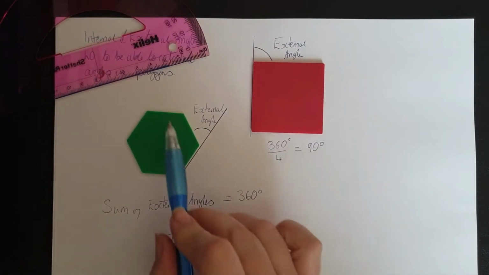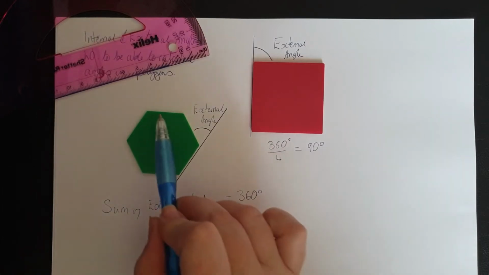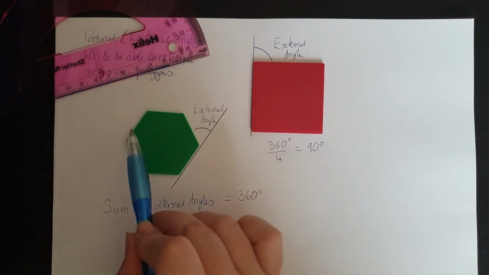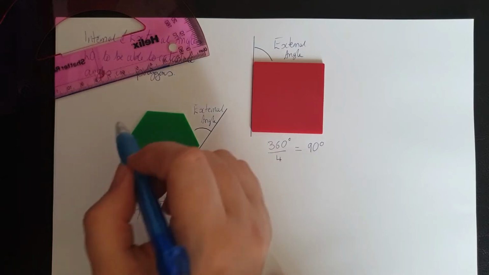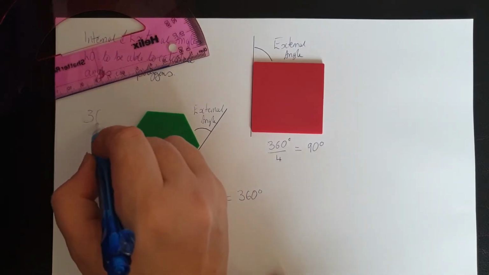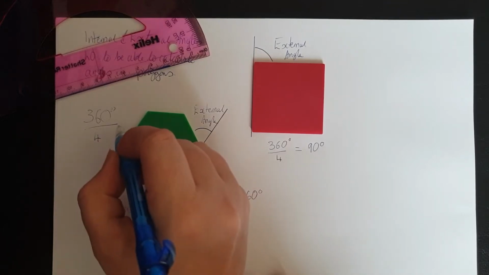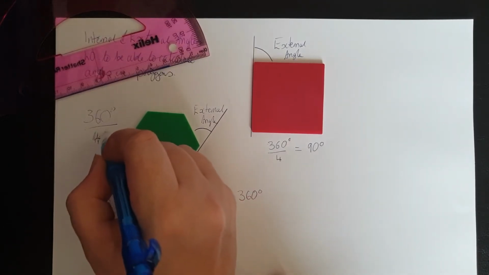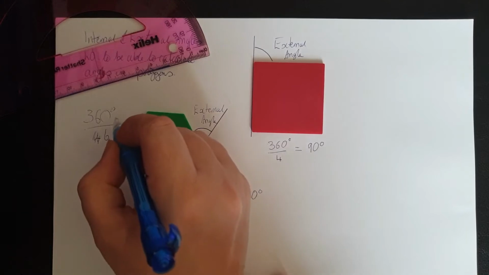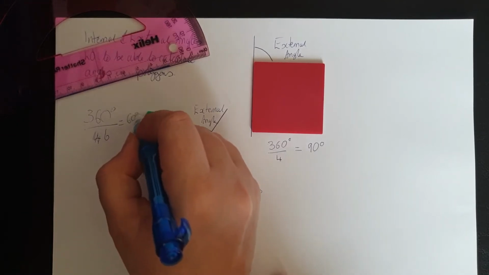So here, again, how many sides does a hexagon have? 1, 2, 3, 4, 5, 6. So I can take 360 divided by 4, not divided by 4, Mrs. Patmore, divided by 6, gives us 60 degrees.